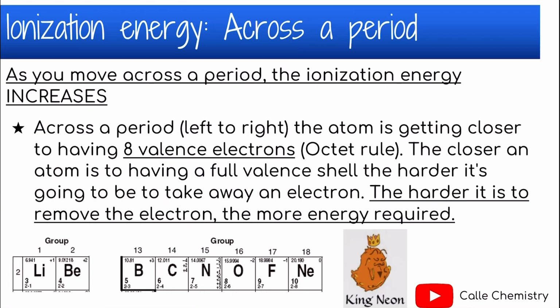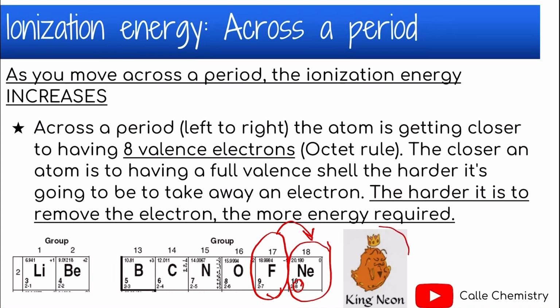As you move across a period, the ionization energy is increasing. And the reason for that is because it's getting closer to having 8 valence electrons. The closer an atom is to having a full valence shell, the harder it's going to be to take away an electron. So the harder it is to remove the electron, the more energy is going to be required. So here we can refer once again to fluorine being one step away from having 8 valence electrons like neon.